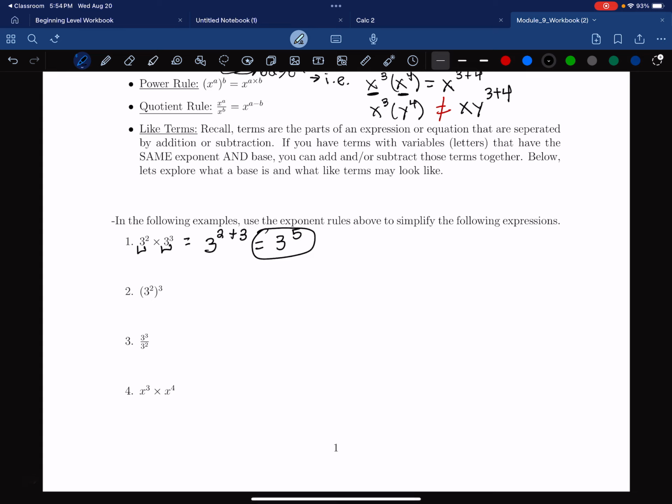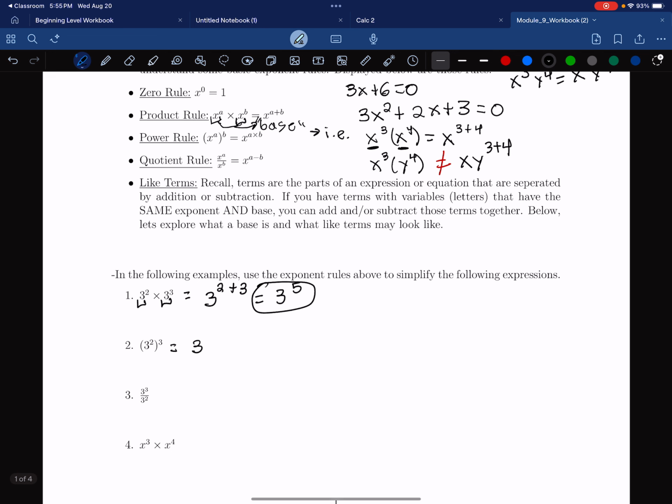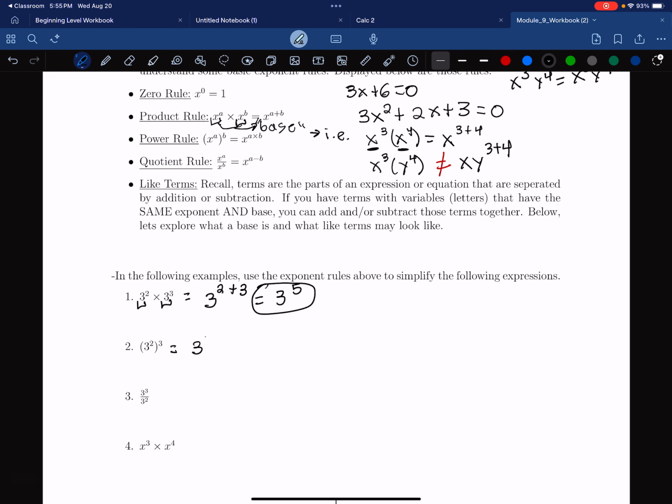So for our second problem, we have 3 squared all raised to the 3rd power. Because of our exponent rules, we can say that we're going to do 3 squared times 3. Now this comes from this power rule right here. So using that power rule, we're going to do 3 and then put this in parentheses. So we get 3 raised to 2 times 3 is 6. And that is our final answer.